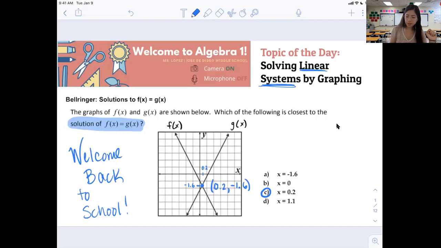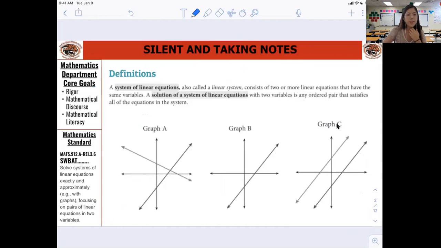Okay. So what is a linear system or a system of linear equations? Can I have a volunteer read for us this definition? Go ahead, Ijara. A system of linear equations, also called a linear system, consists of two or more linear equations that have the same variables.